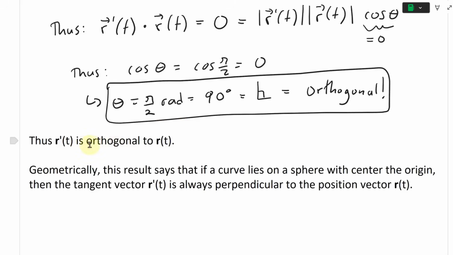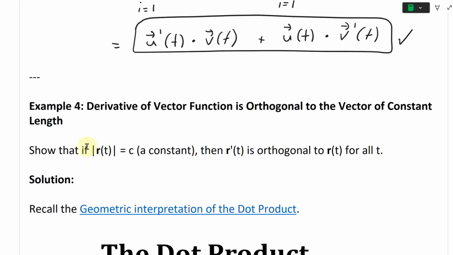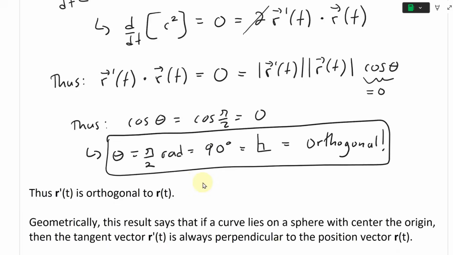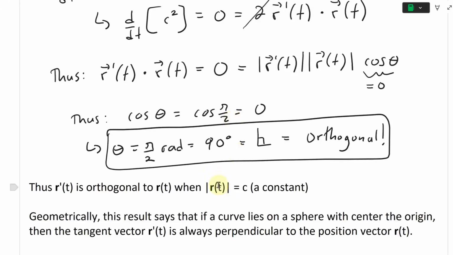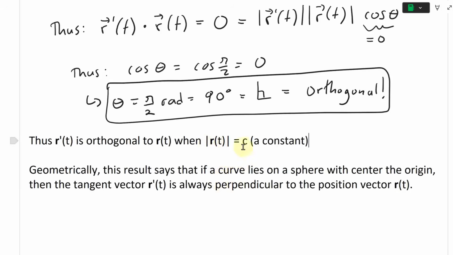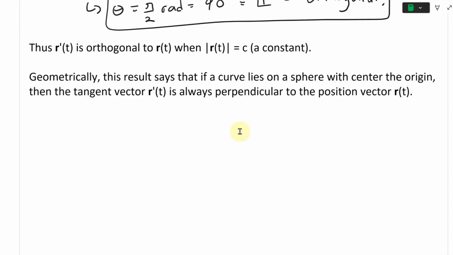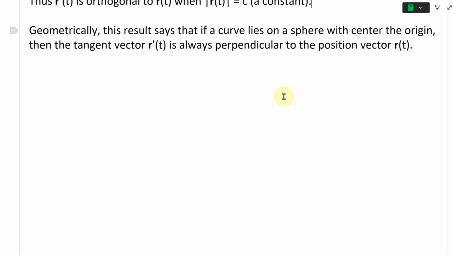And thus r prime of t is orthogonal to r of t when it's constant. I'll put this when it equals a constant, just so that it's not always the case, just for this case. This is when the vector function r of t equals c, a constant. Going further, geometrically, this result says that if a curve lies on a sphere with center the origin, then the tangent vector r prime of t is always perpendicular to the position vector r of t.